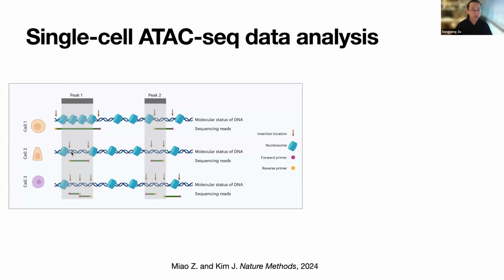Typically you can see the insertions within the two nucleosomes, which typically will have a length of about 100 base pairs or less than 100 base pairs. You can also see some fragments that span multiple nucleosomes.